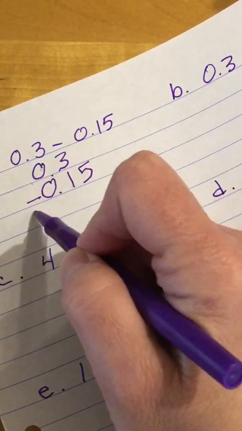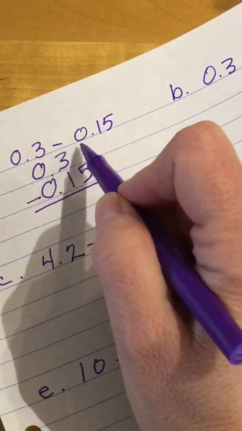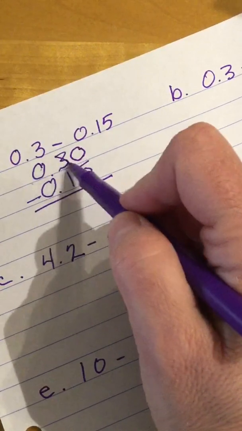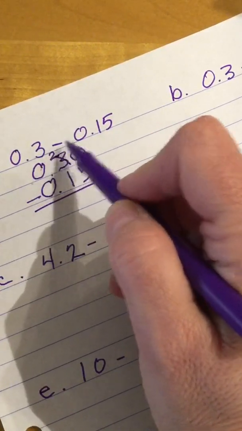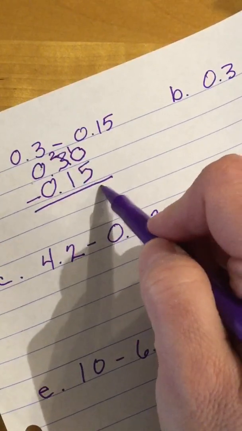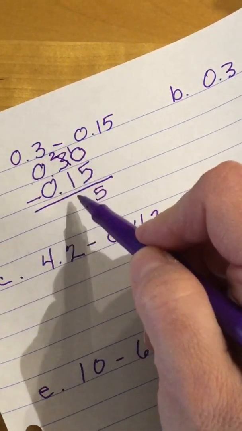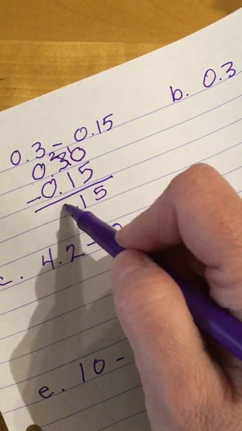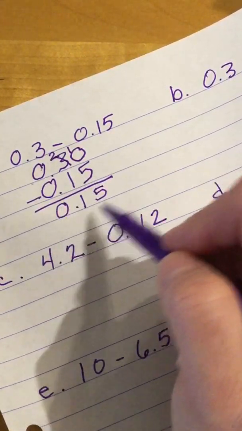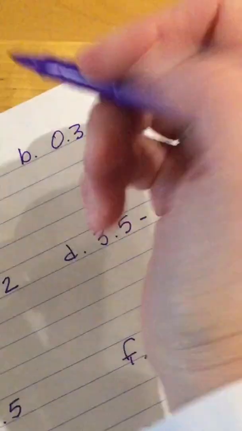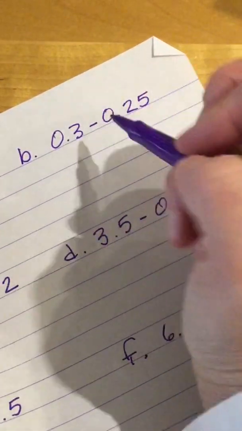Now, guess what? I need to put a 0 here, correct? And then I'm going to need to regroup. I'm going to turn that into a 2. So 10 subtract 5 is 5. 2 subtract 1 is 1. And bring down my decimal, and there you go. 15 hundredths.